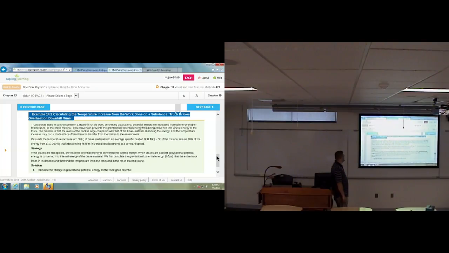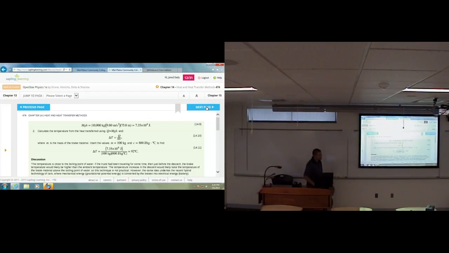You have a 10,000 kilogram truck descending 75 meters vertical displacement at a constant speed. Okay? So the first thing we need to know is how much energy that amounts to. The change in potential energy is going to be 10,000 times 9.8 meters per second squared. That's m times g times the actual height change. And that's how much energy the truck has at the top of the hill. And we're only going to use 10% of that. Right?